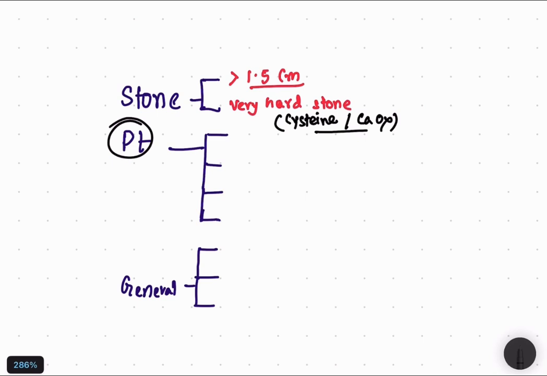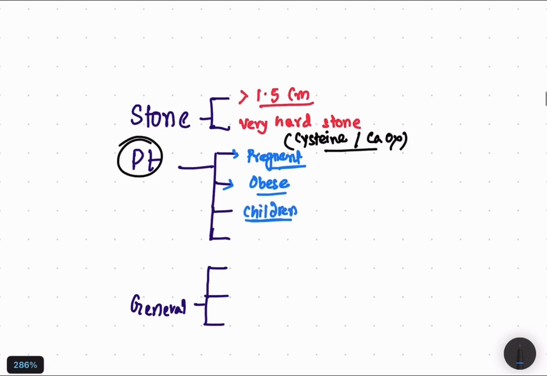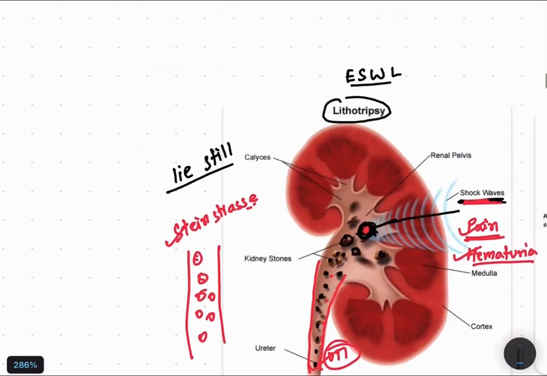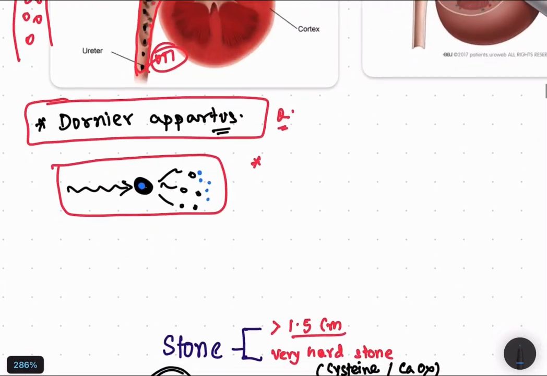Now, patient-related contraindications. Obviously, if she is pregnant, there is a very high chance of abortion, and the baby can also suffer from the shock waves. Next, if the patient is obese, that needs high energy, so that is also a contraindication. Please remember, it is also not done in children, because as I told you, the lying posture is needed. They cannot lie still, so I cannot do it in children.